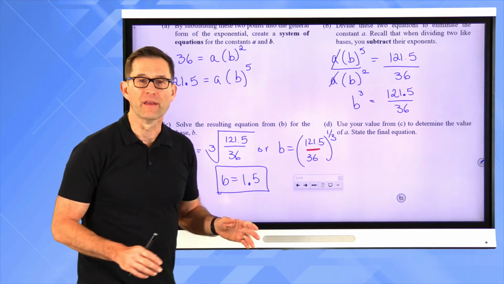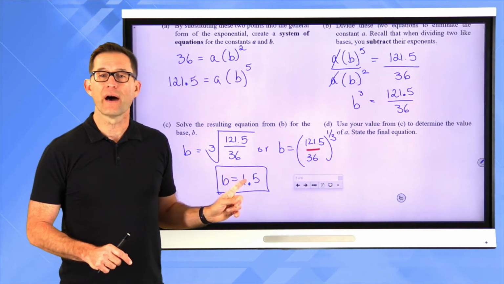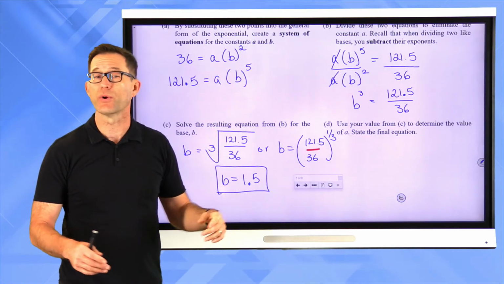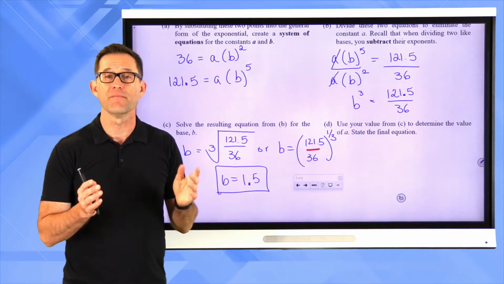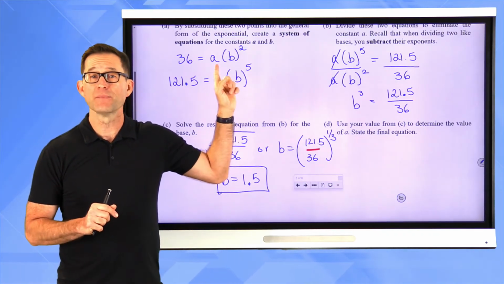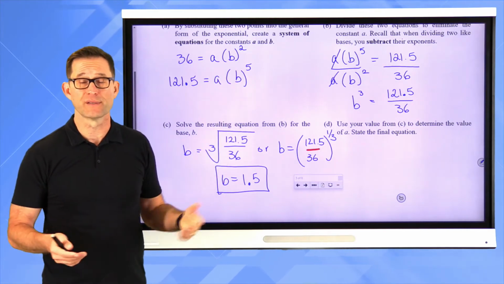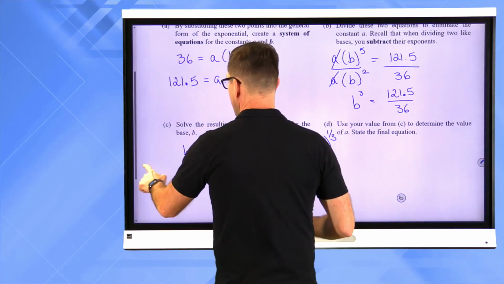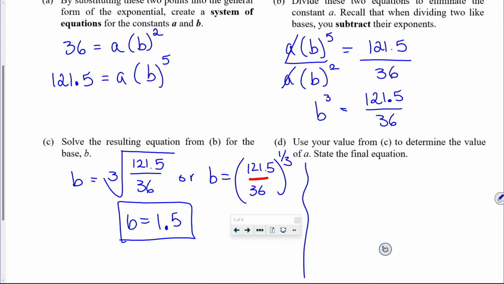The beautiful thing is, we can now take this value of b, we can substitute it into either one of these two equations, whichever one you like, and it doesn't matter, and we can use that to find the value of a. I'm going to substitute it into the first equation because it's the first equation, numbers are smaller, all that kind of stuff. So what I'm going to now do is I'm going to say 36 is equal to a times 1.5 squared.